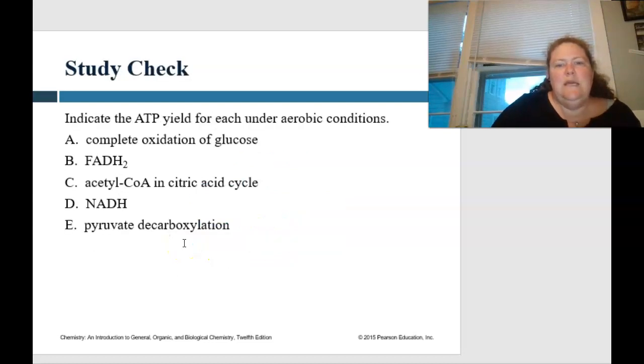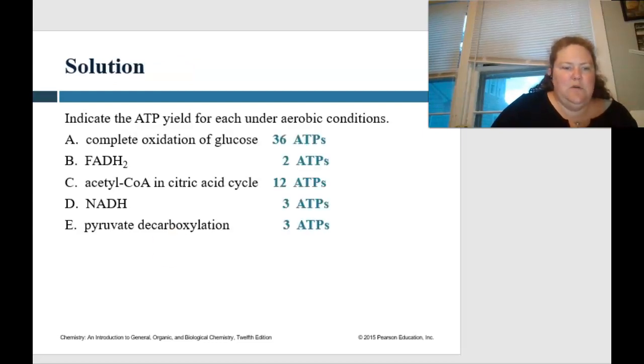All right, so indicate the ATP yield for each of these under aerobic, with oxygen, conditions. Pause me and come back. All right, so remember, a complete round of aerobic metabolism in this class is going to do 36 ATPs. We are going to have 2 FADH2s produce 2 ATPs, acetyl-CoA in the citric acid cycle is 12, NADH is 3, and pyruvate decarboxylation is 3. Great job, you guys.